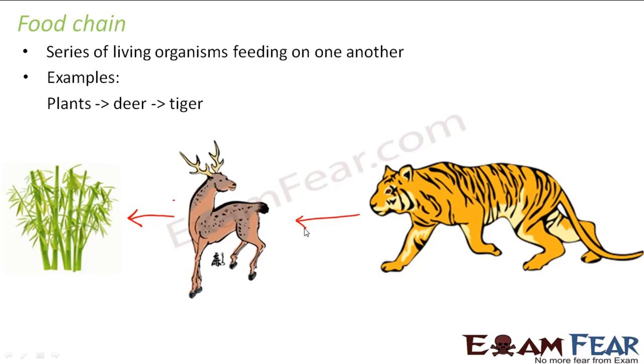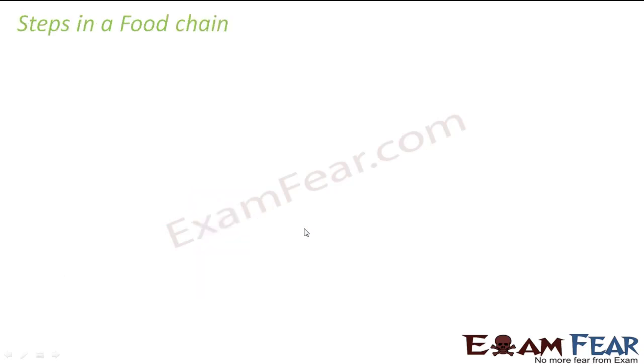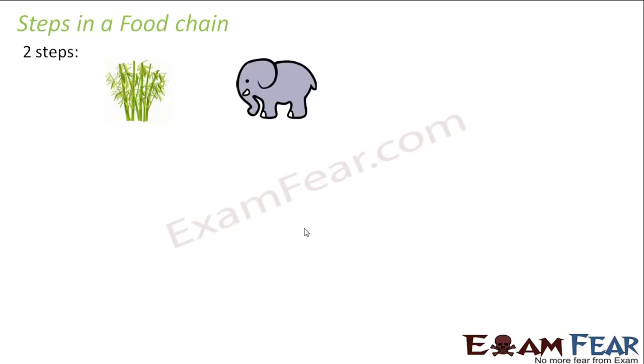Now it is not only 2 or 3 animals involved in a food chain. There can be many animals involved in a food chain. For example, let us look at the steps in a food chain. That means a food chain can have 2 steps, it can have 3 steps, it can have 4 steps. So what do we mean by steps in a food chain? Let us look at the smallest and simplest food chain, a food chain with 2 steps. That means the first step is the plants, the next one is elephants feeding on plants. So that is the food chain. Nobody else is feeding on any elephants. So it is a small 2-step food chain because it involves 2 living organisms.